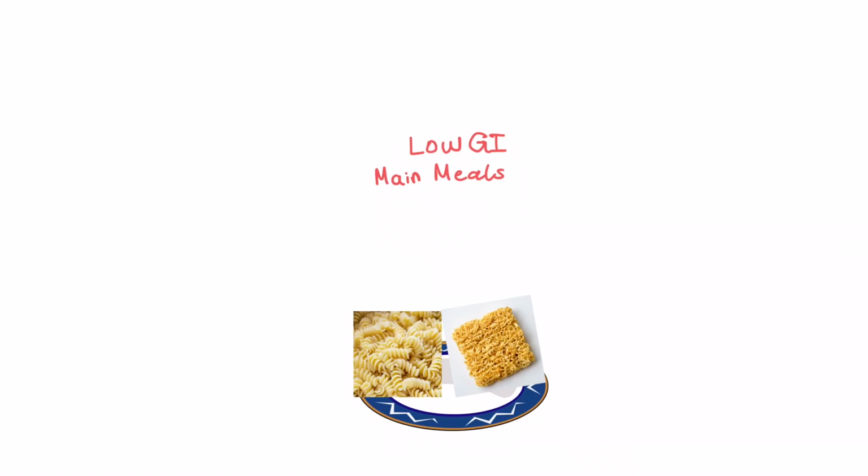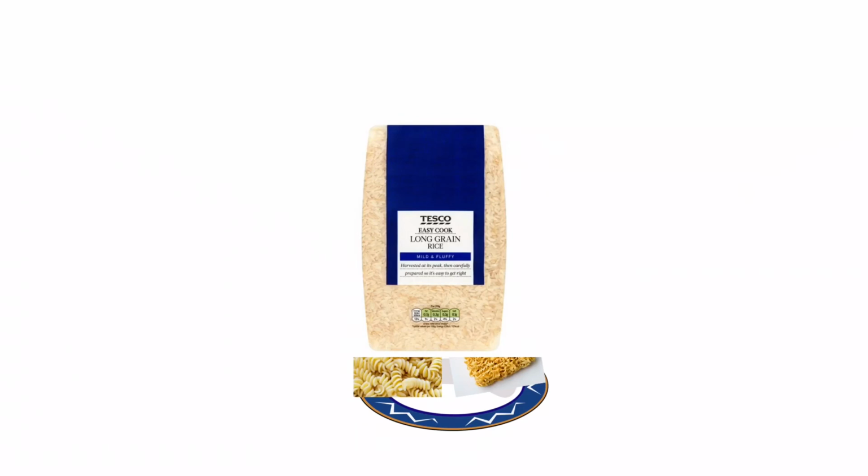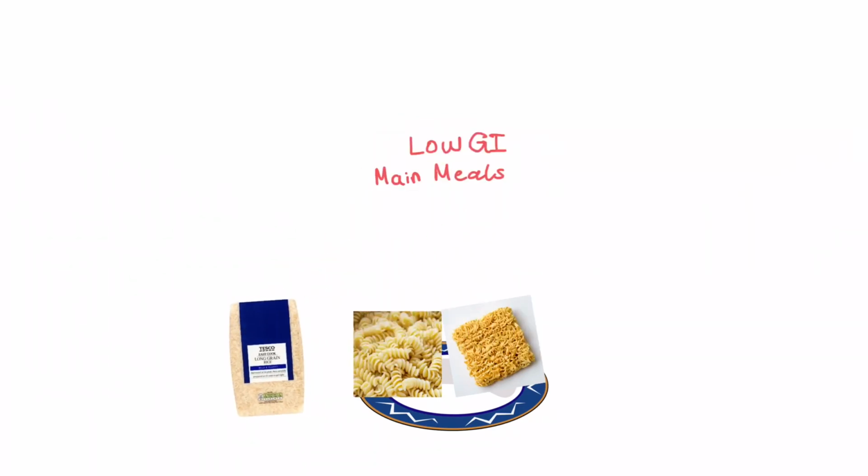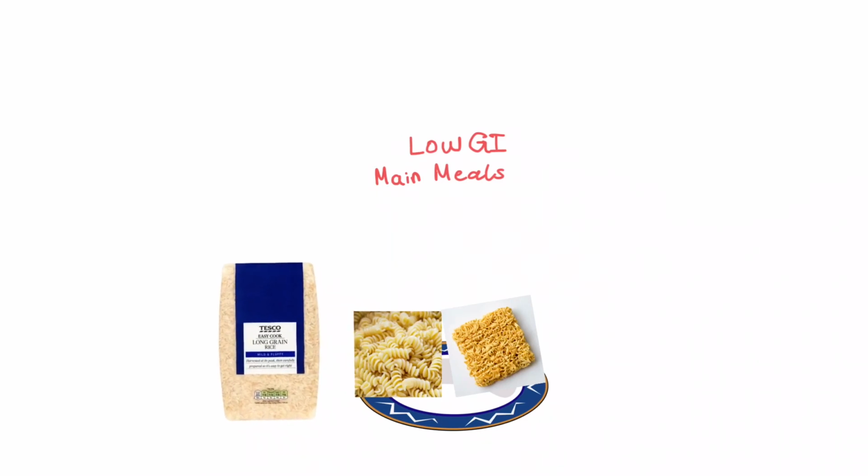Another good example is easy cook long grain rice. Even me, I was surprised about this. I used to think this contained loads of sugars and everything, but no, it's got a low GI. So yeah, dive into it.